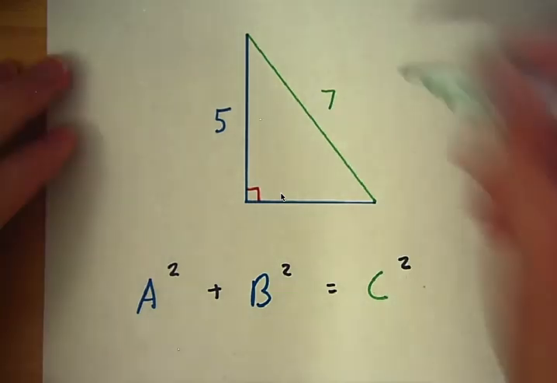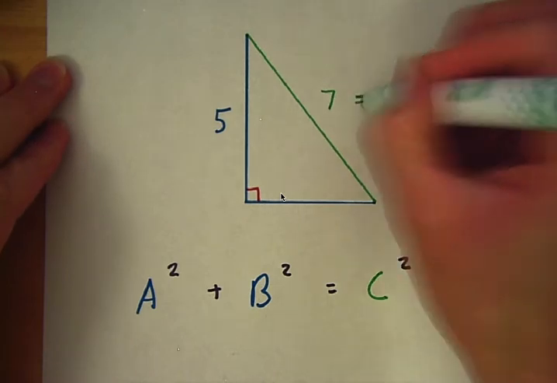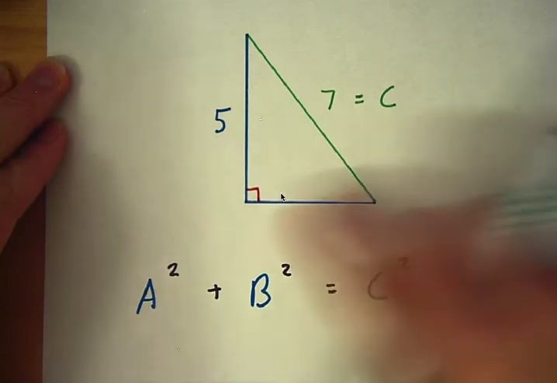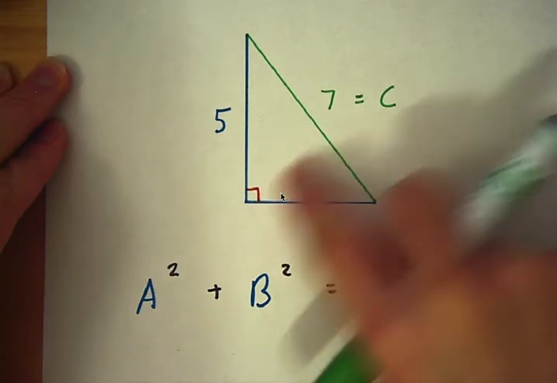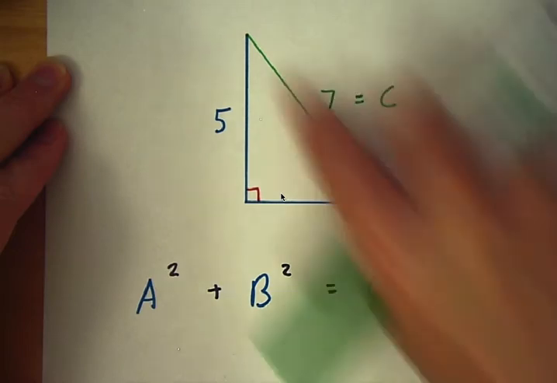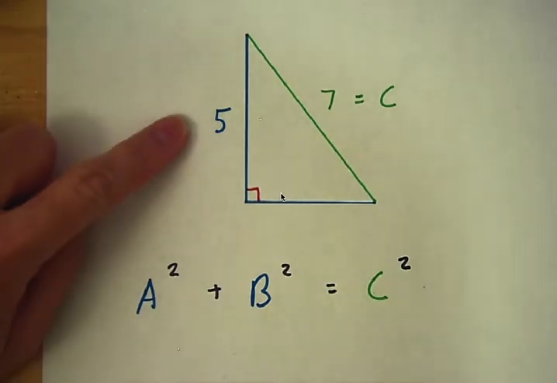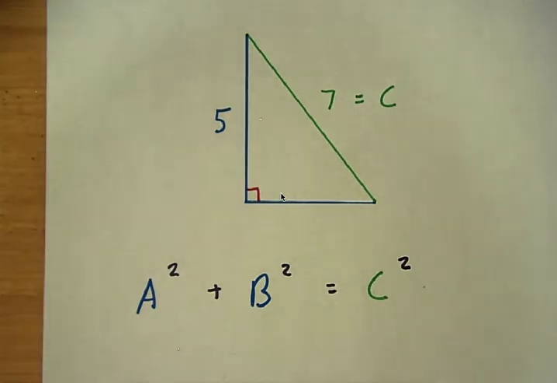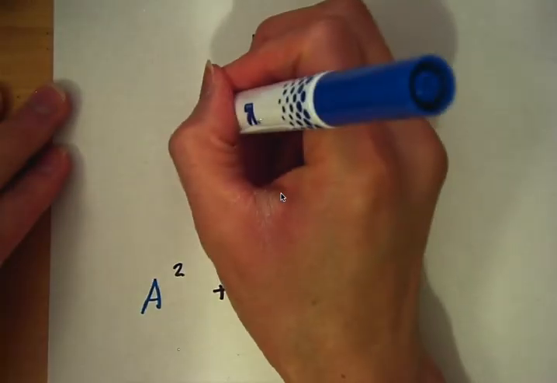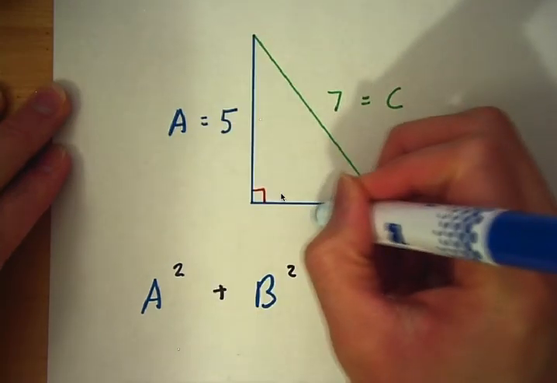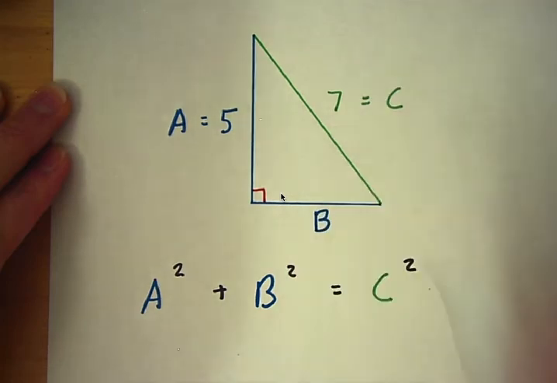Okay, the 7 is definitely our c, because c is defined as our hypotenuse, or the side that is opposite of our 90 degrees, which is always our longest side in a right triangle. Okay, and I get to choose. Do I want to call this 5 A or do I want to call this 5 B? I'm going to choose to call this A. And that makes this other side the other one, B.